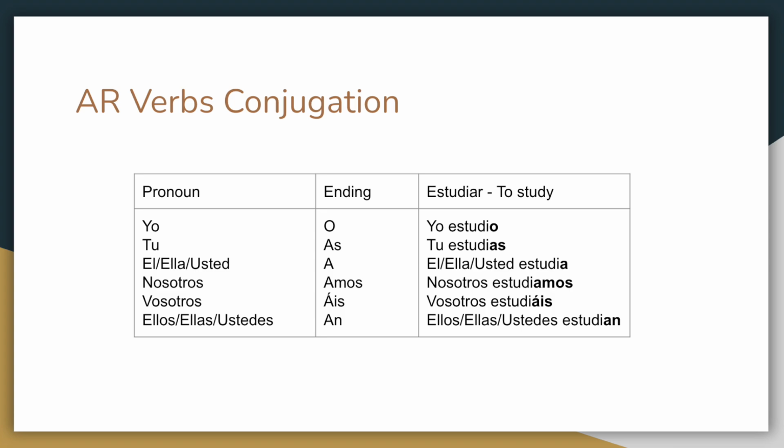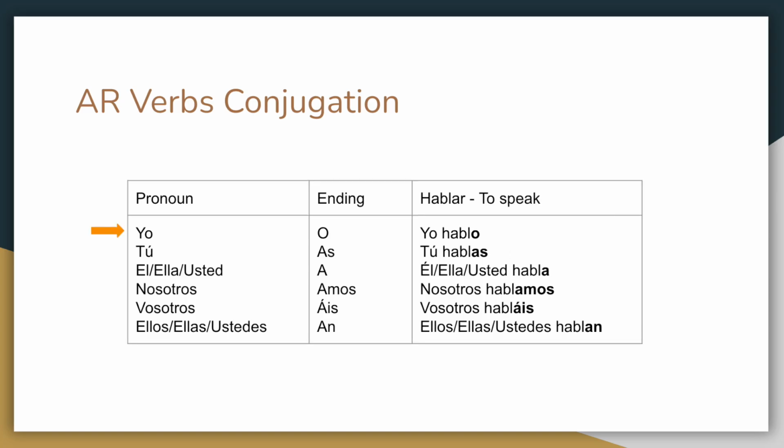So first we'll start with the endings that correlate to the pronouns. The first pronoun is yo, which means I, and the ending is o. So to conjugate it, you just replace the AR in hablar with an O. So it would be yo hablo, which means I speak or I am speaking. The second pronoun is tú, which means you, and the ending is as. So the conjugation is tú hablas. Again, you replace the AR with the ending.